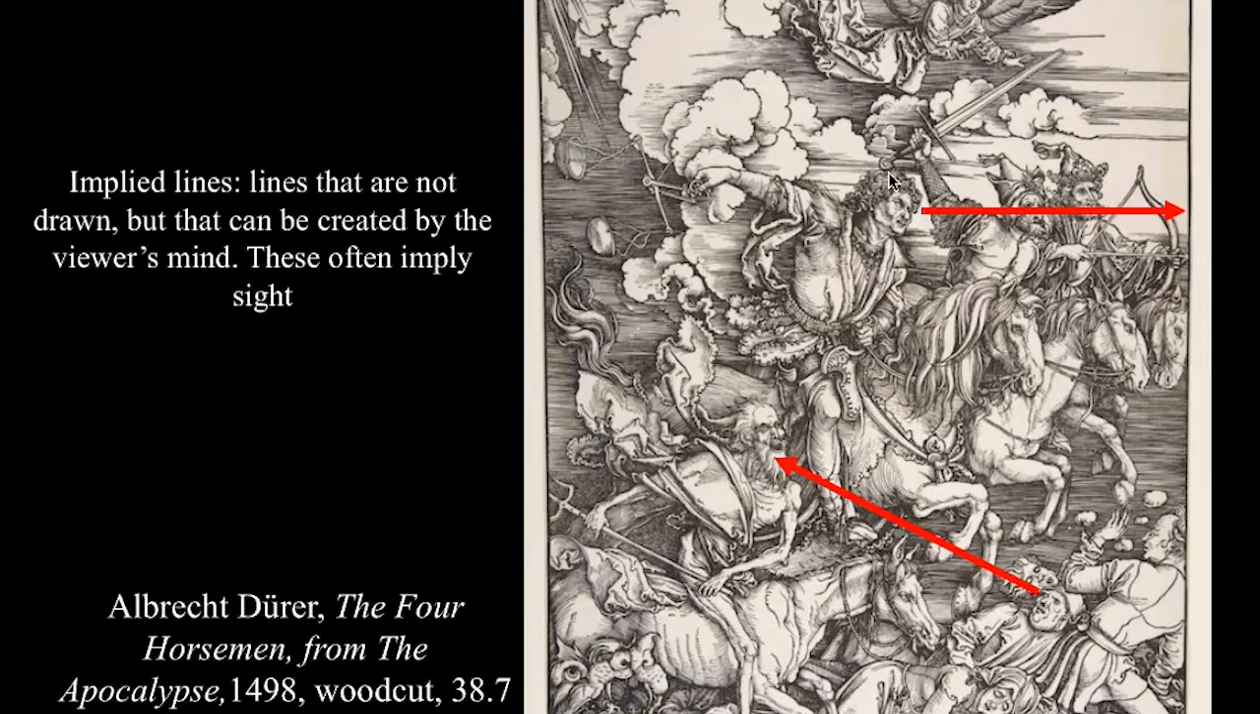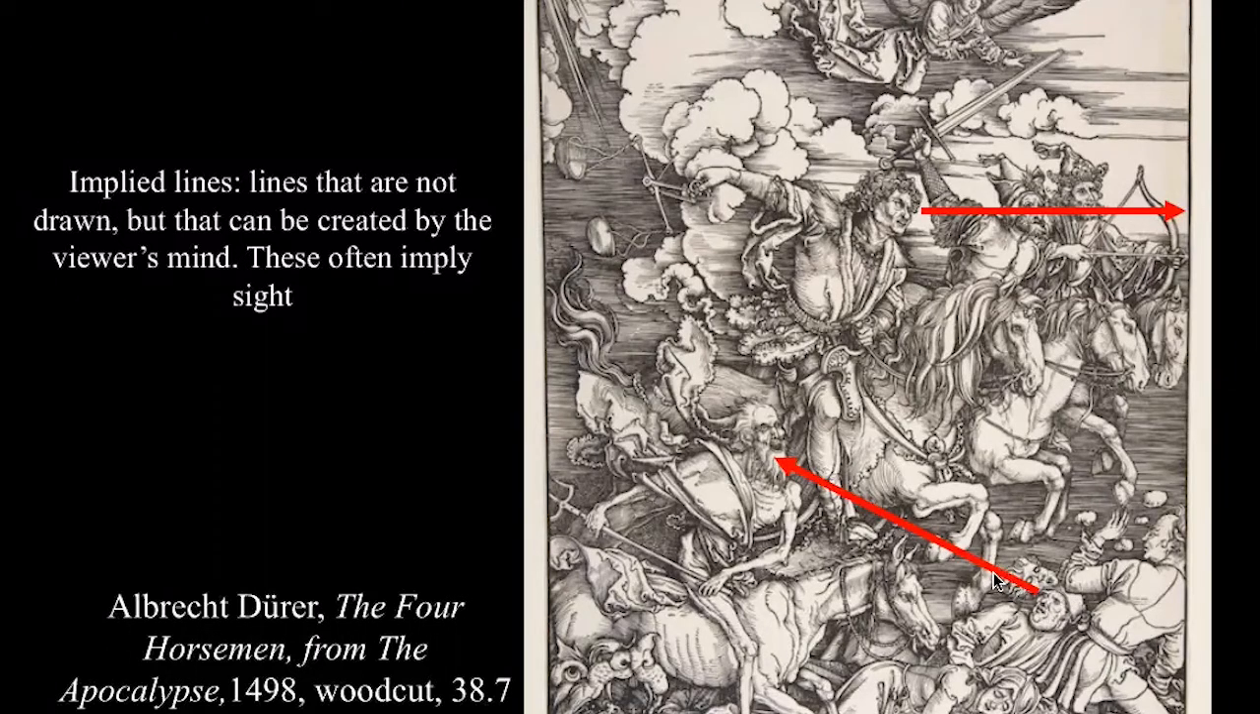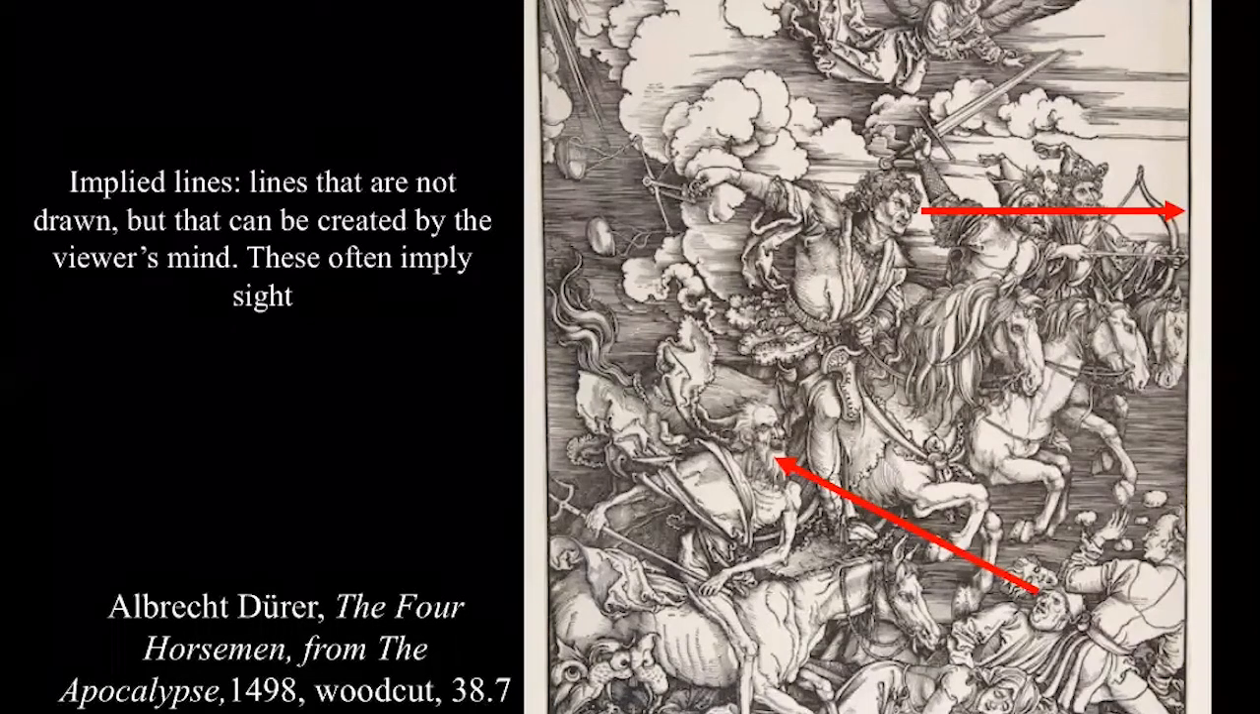So this figure is staring straight forward. We know his sight line is going this way, but implied lines are really used best when they're showing you the relationship in between figures. So these figures at the bottom that are cowering in front of the 4 horsemen are turning back to view them. And we can see that sight line happening down there as well. So that's our second type of line, is implied line, with our first type of line being a contour line.